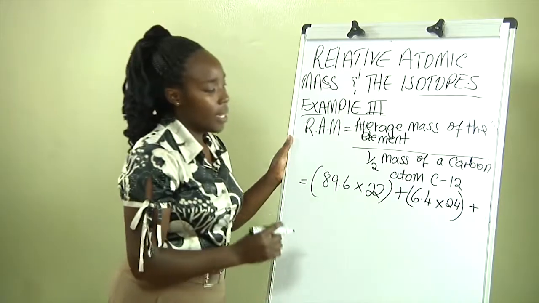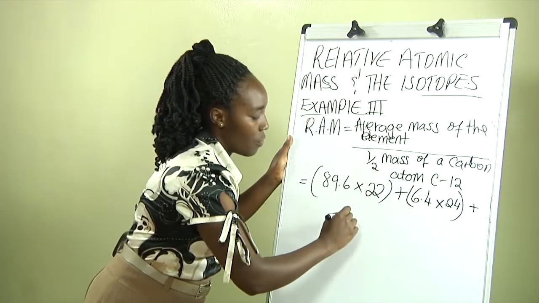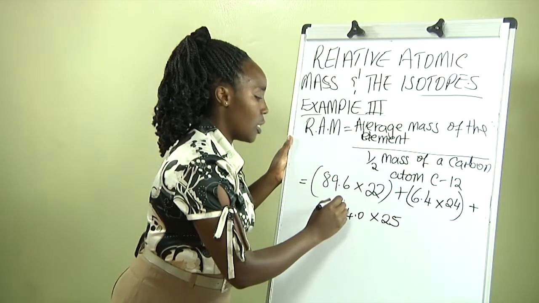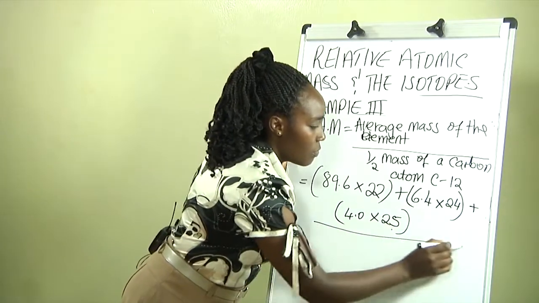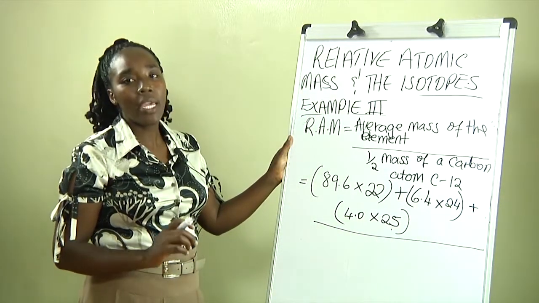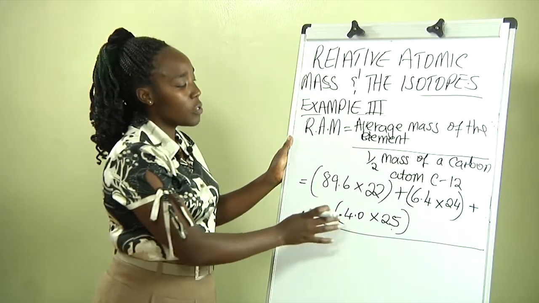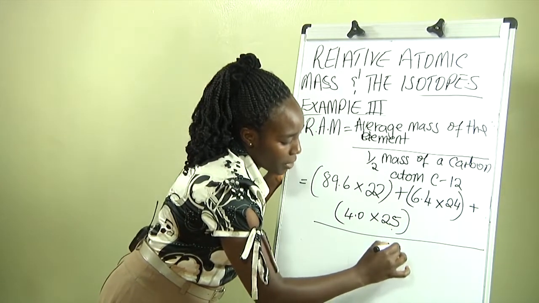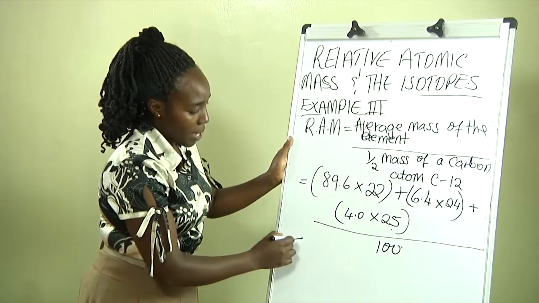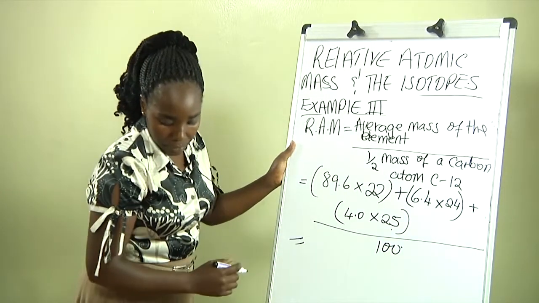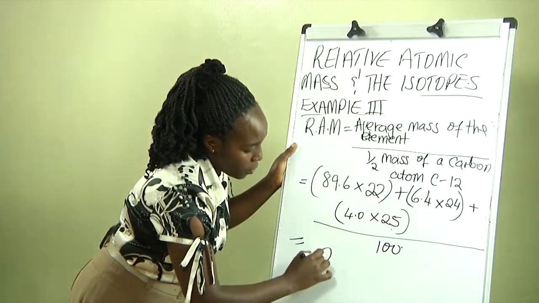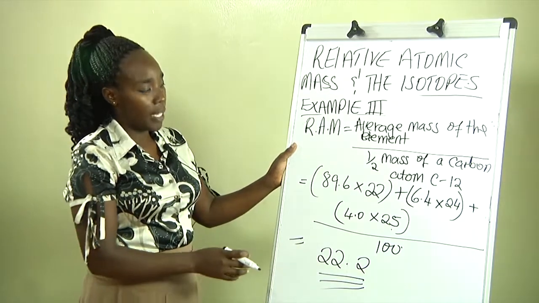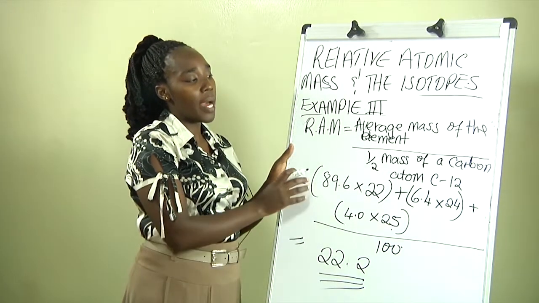And we add the other average mass, which was 4.0. We multiply by the mass, which was 25. So if we add all of them together, because the masses were in percentage, we are going to divide our average mass of our element by 100. Therefore, the total masses that we have are going to give us an answer of 22.2.